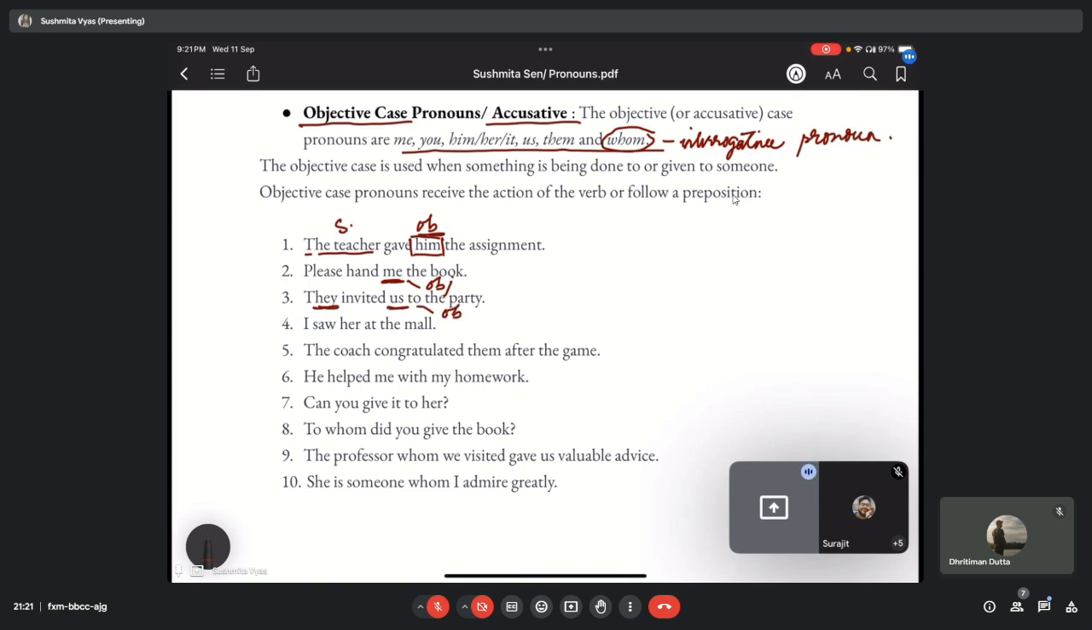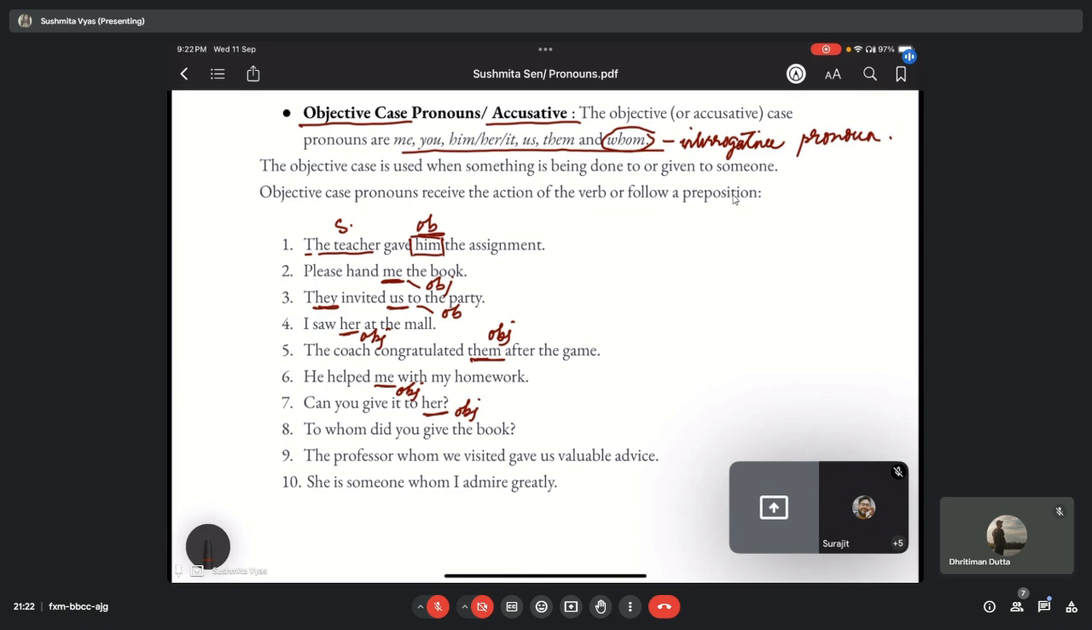I saw her at the mall. Her is the object here. The coach congratulated them after the game. Them is the object. He helped me with my homework. Me is the object here. Can you give it to her? Her is the object.